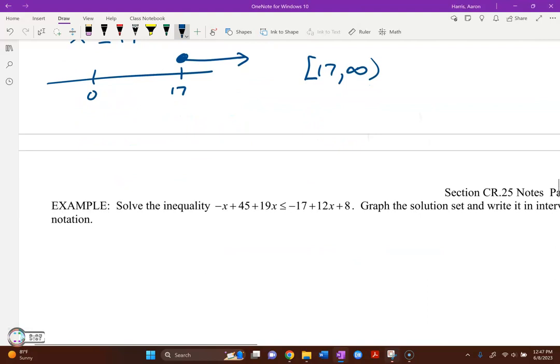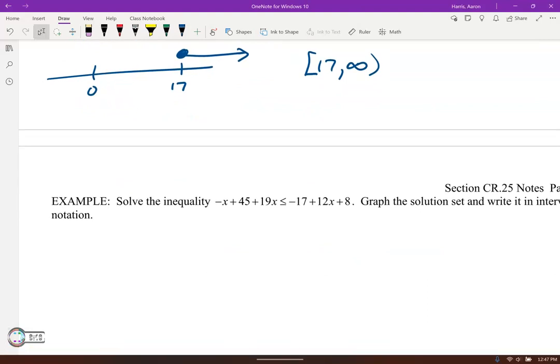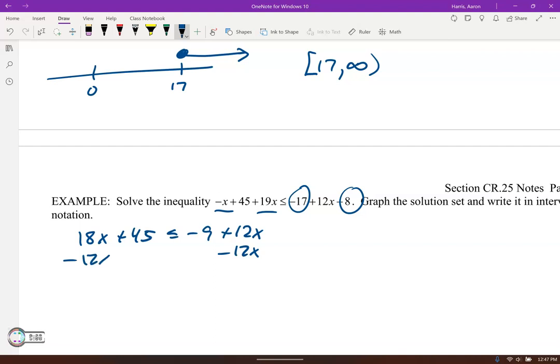And let's move on. Now we've got a whole bunch of mess, so just like when we're solving linear equations, we're going to have to get all your x's on one side. And if you have like terms, you can combine like terms first. Negative x plus 19x, you got 18x, plus 45, less than or equal to, over here I got negative 17 plus 8, so negative 9 plus 12x. Now I'm going to get all my x's on the left, so I'm going to subtract the 12x. So I got 6x plus 45 less than or equal to negative 9. Now I'm going to subtract the 45.